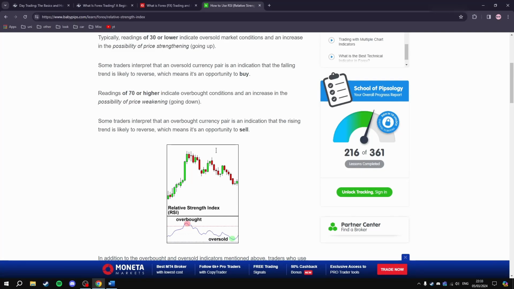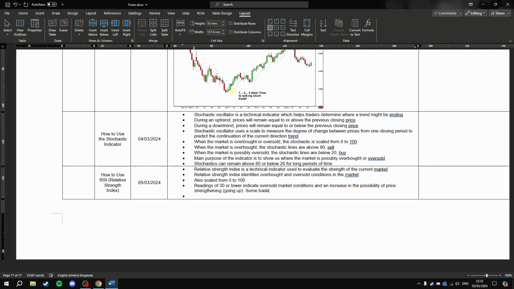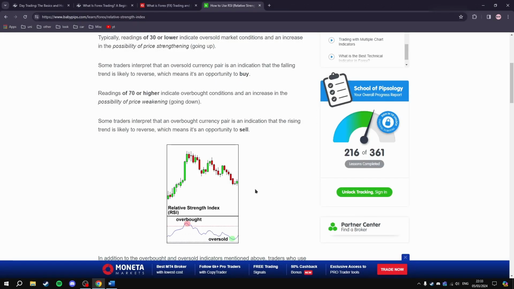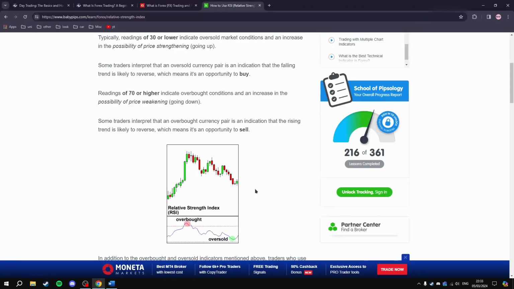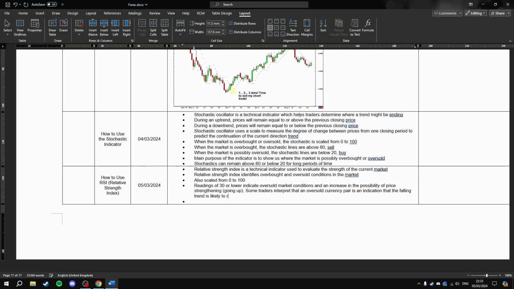Some traders interpret that an oversold currency pair is an indication that the falling trend is likely to reverse, which means there's an opportunity to buy.